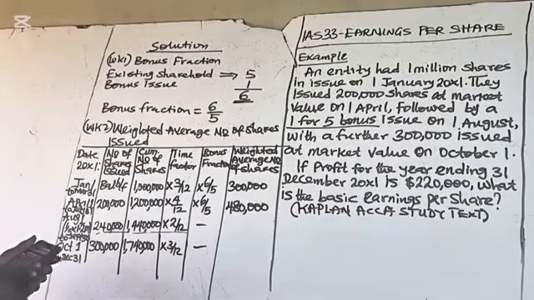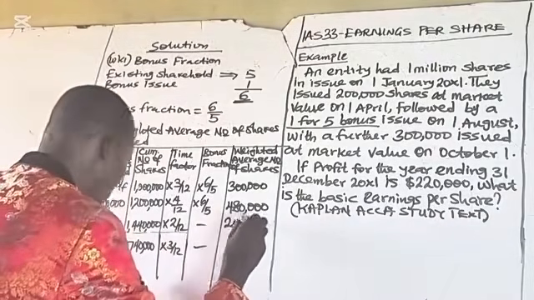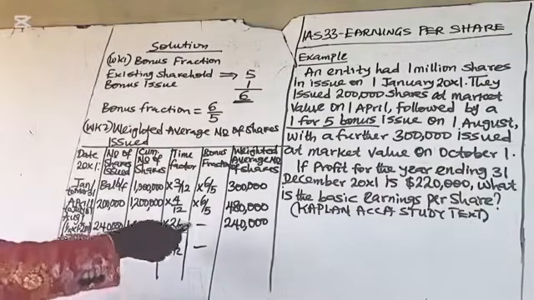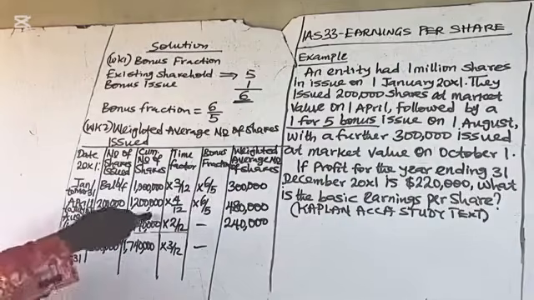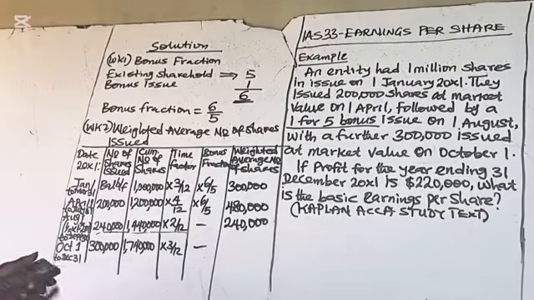That gives us 240,000. No, this is where we have the bonus issue. I've told you you should not multiply that place by the bonus fraction. It is the shares already held before the bonus issue was made that you will multiply by the bonus fraction. Please bear that in mind.